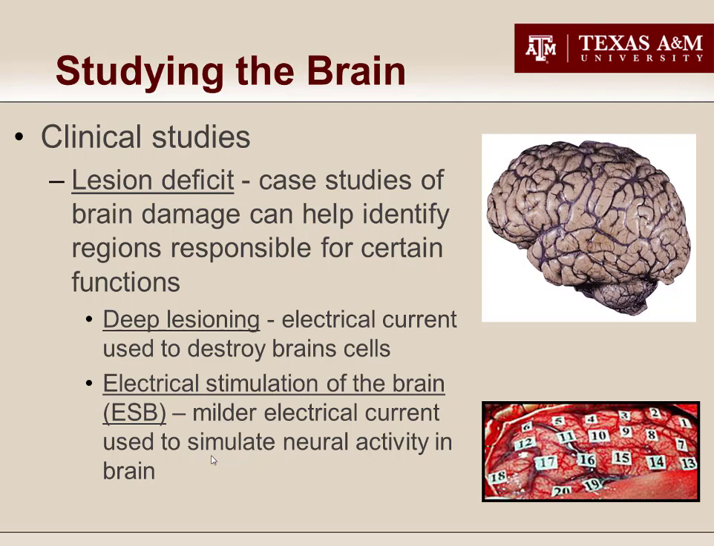We can do animal studies with other mammals, but fortunately science and technology have also advanced enough that we have some other ways of figuring out what the parts of the brain do. One of these methods is called deep lesioning, in which electricity is used to destroy or lesion an area of the brain. Now you may be wondering how on earth this could be ethical.